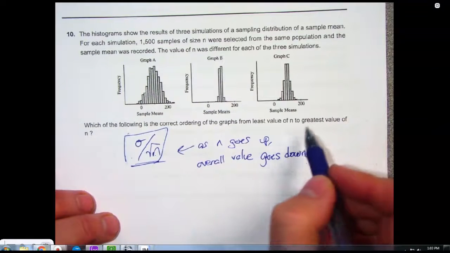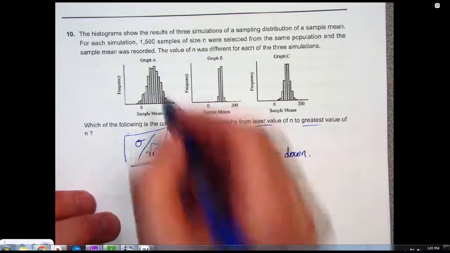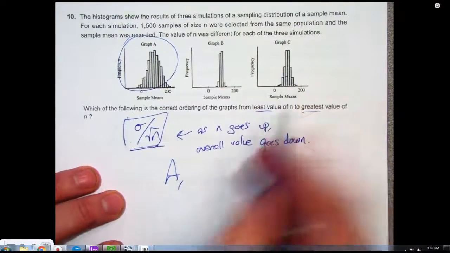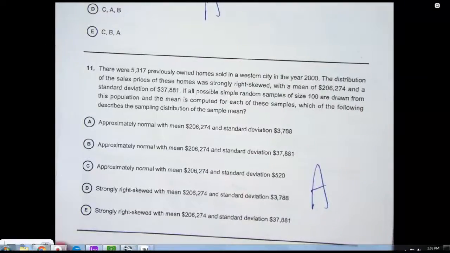So least to biggest, the least value of n is going to be the one that's most spread out. So A is first, and then the next most spread out, and then finally the skinniest. So it should be ACB, which is A.